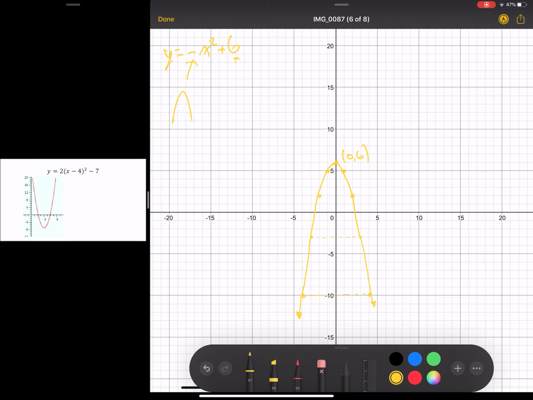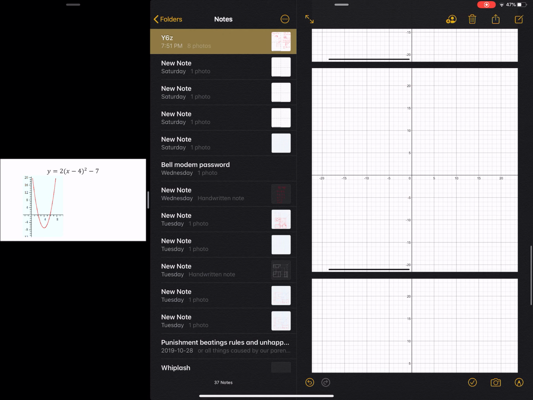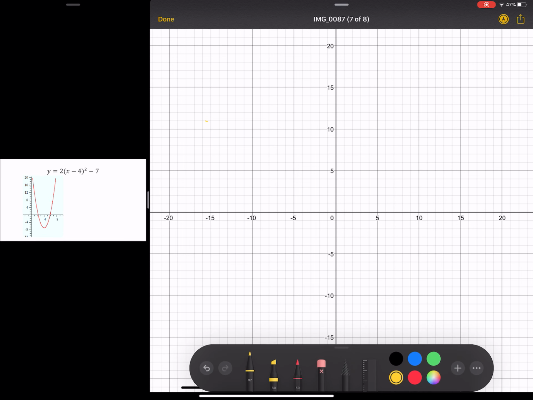We have one with a stretch. Let's finish that. Let's do something with y equals. I already have the answer there for us, but how do we get there? y equals 2 (x minus 4) squared minus 7. Once again, we have our vertical shift here, our horizontal shift here, and our stretch here.